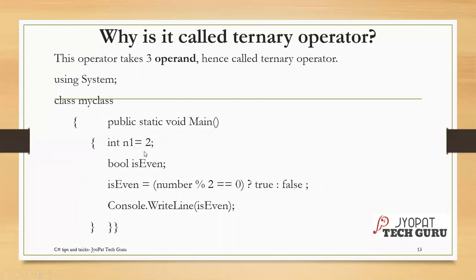So why is it called the ternary operator? As we have 3 operands, we call this the ternary operator: condition, first expression and second expression.